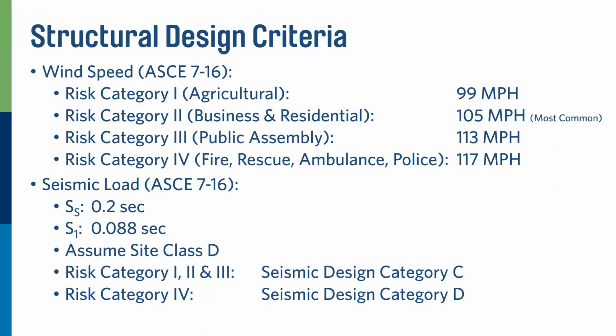A 45 mile an hour gust, you're having a hard time standing. So we design these for 105 mile an hour. And people ask, why is it 105 mile an hour? It's because we have high wind events. We have thunderstorms. We have tornadoes.